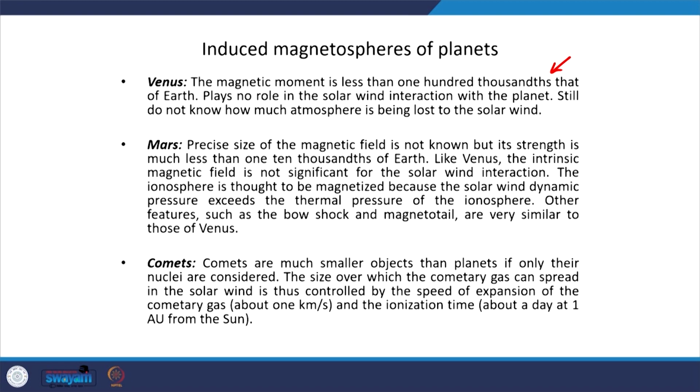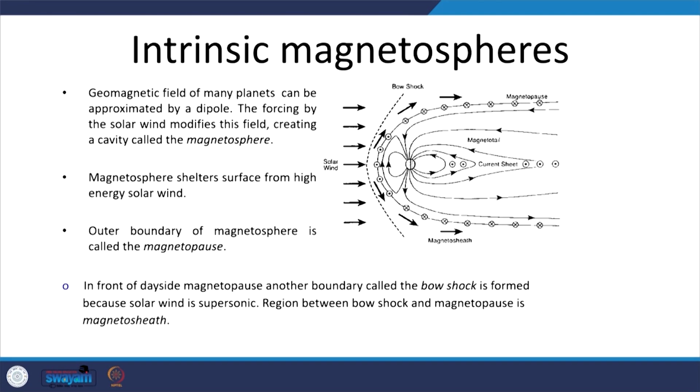And for the case of comets, when comets come in contact with the solar wind, comets are much smaller objects than planets if only their nuclei are considered, not the coma. The size over which the cometary gas can spread in the solar wind is thus controlled by the speed of the expansion of the cometary gas, about 1 kilometer per second, and the ionization time, about a day at 1 astronomical unit from the sun. So, that was something about the induced magnetic field, right.